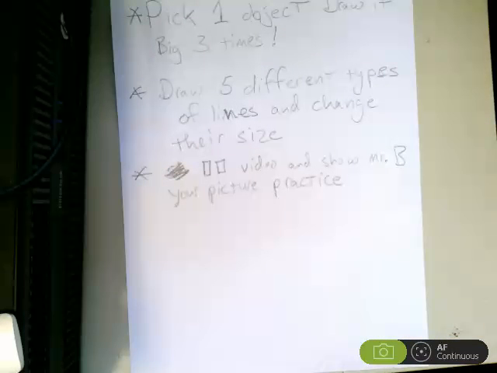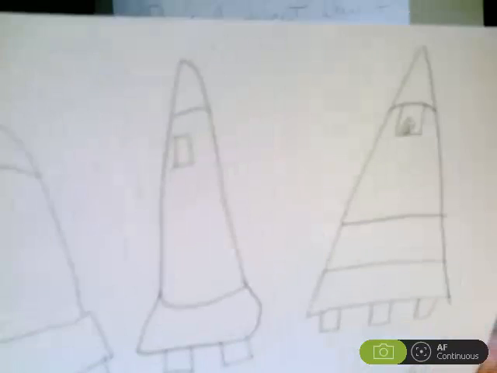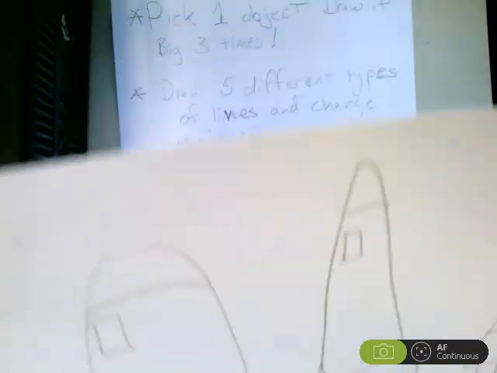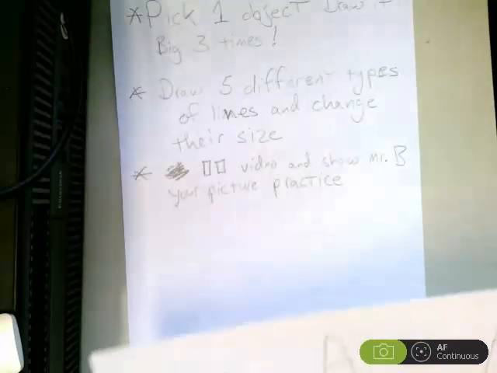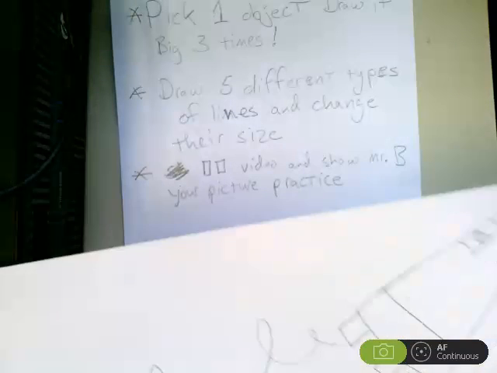Here's an example of my big paper and my rocket. I am drawing a rocket. I have many lines from big to small. Look at all these I picked from. I made 5 and they went small to big. Now what I'm going to show you is what you do on the other side. The other side you did not draw on.